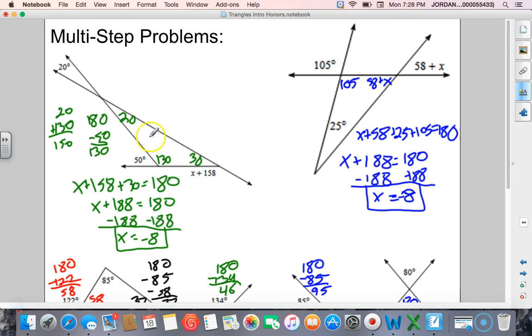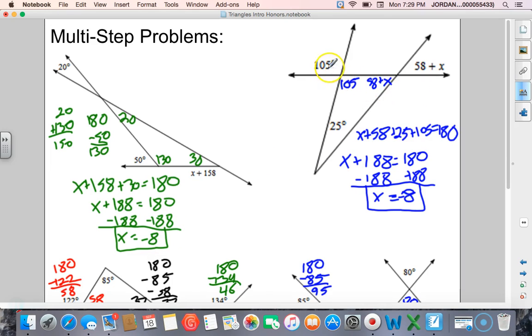So once we know this is 130 and that's 20, then we add those up to get the 150. And when you take 150 away from 180, that leaves 30 degrees right here. So now we know this is 30. So 30 plus this, because these make a linear pair, right? They make a straight line. The x plus 158 and 30 have to add up to be 180 because they make a straight line. So we set that up and combine the 158 and 30, subtract 188, and get x equals -8. Again, it's okay if x is negative.